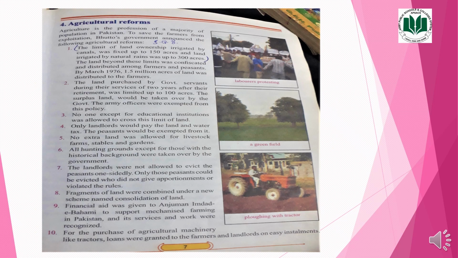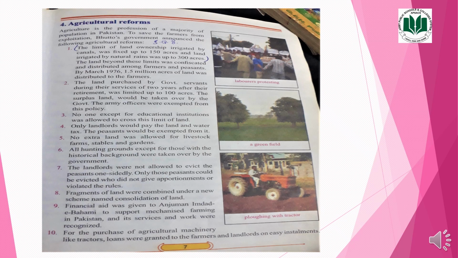Now we will see some of the important points on page number 7. You can see over there the measures taken by the Bhutto government regarding the agricultural reforms. The first one, the limit of the land ownership irrigated by canals was fixed up to 150 acres, and land irrigated by natural rains was up to 300 acres. It means that the land beyond these limits was confiscated and distributed among the farmers and peasants.